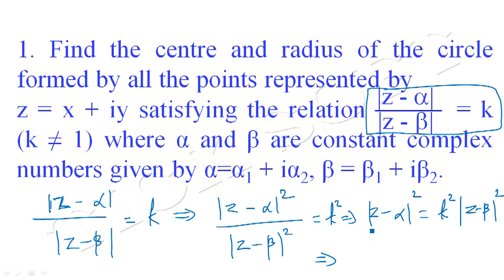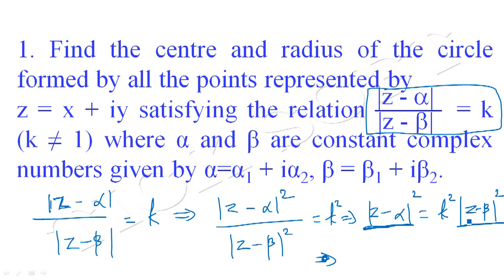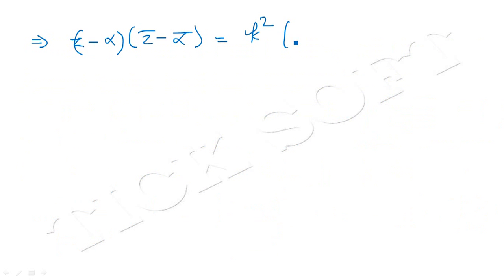Now |z − α|² will be equal to (z − α)(z̄ − ᾱ). So we get (z − α)(z̄ − ᾱ) = k² times, similarly, |z − β|² which is equal to (z − β)(z̄ − β̄). Now we are going to simplify this equation.